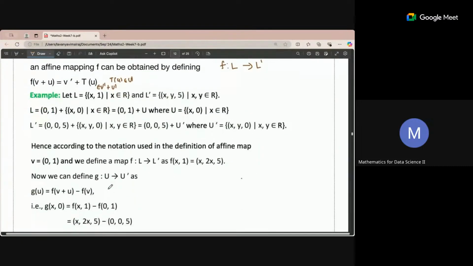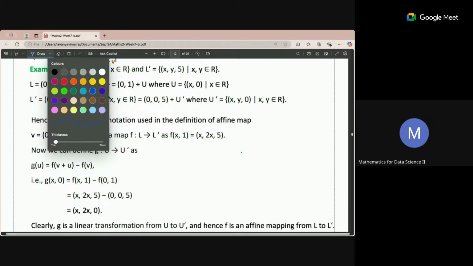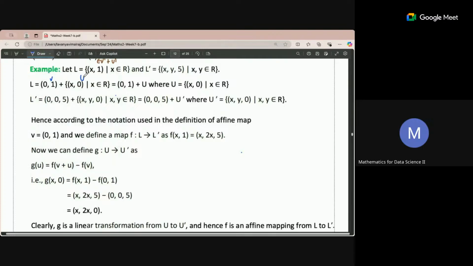Okay. So let us look at an example of an affine mapping. So here you have L and L dash. L is the set of x comma 1, x in R. So you have an affine space from R2 and you have another affine space from R3. We are writing them first of all as v plus U and v dash plus U dash. So here this is your v and this is your U. And again, this is your v dash and this is your U dash.